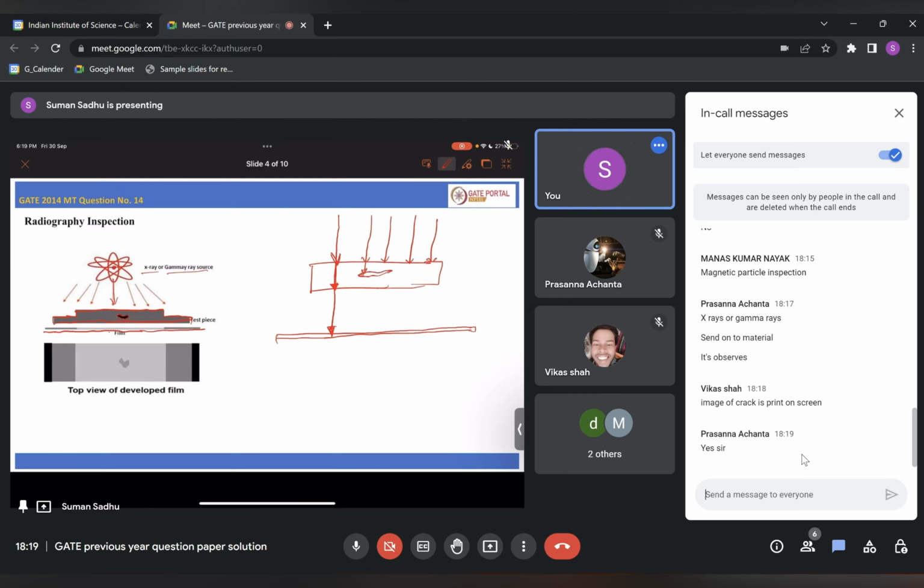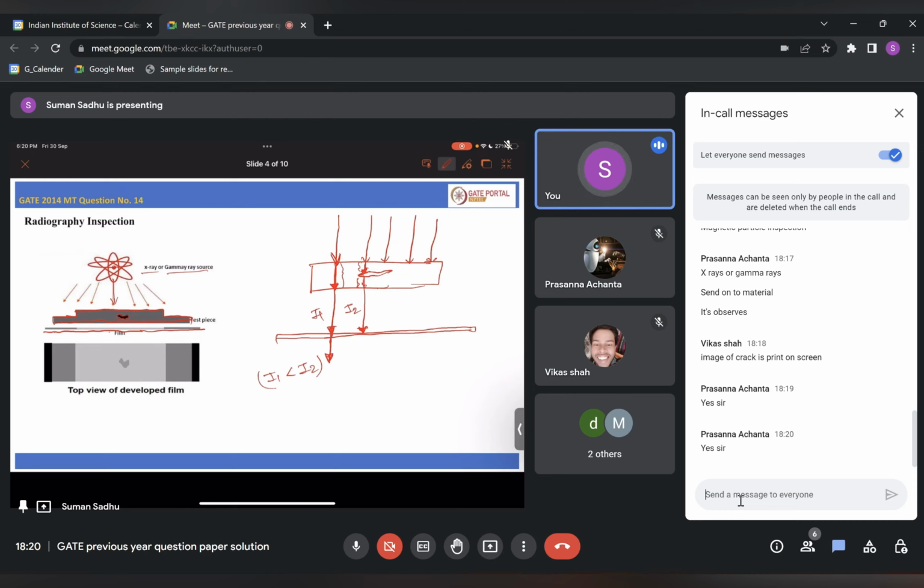So in this ray it will absorb less because it is not getting the whole material. As here it is getting the whole material, but here it is traveling only through this portion of the material, because of the presence of an internal crack inside. So let's say the intensity of this ray is I1, and the intensity of this ray is I2. So intensity I1 is less than intensity I2. Are you getting it? So what will it cause? It will cause less blackening of the film, and this ray will cause more blackening of your film.